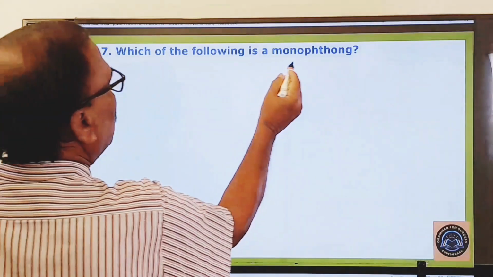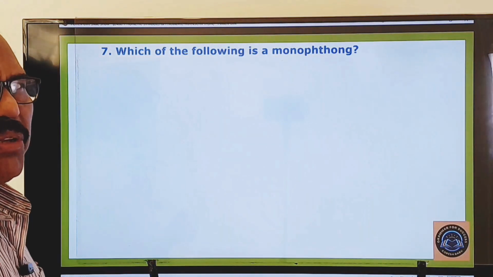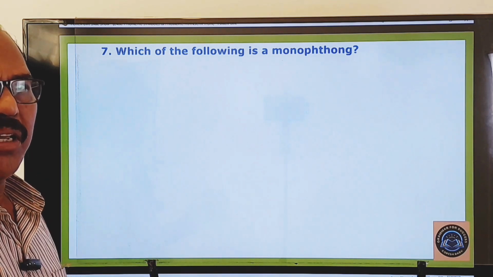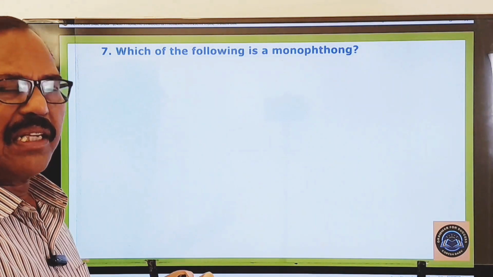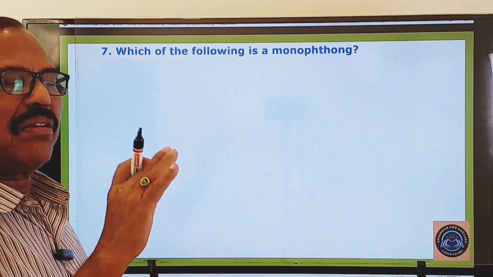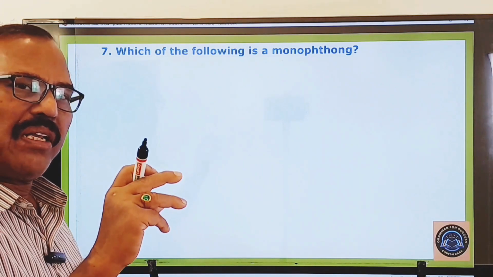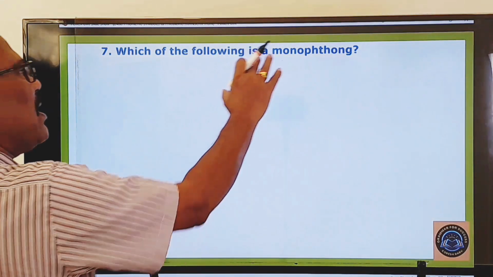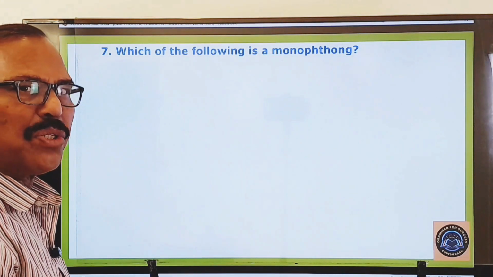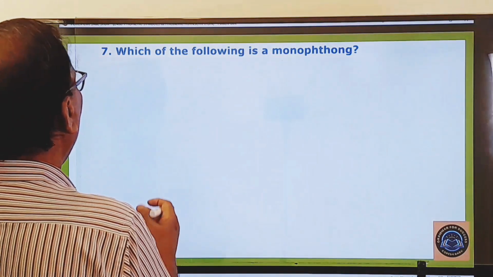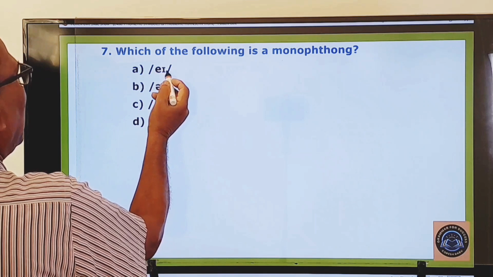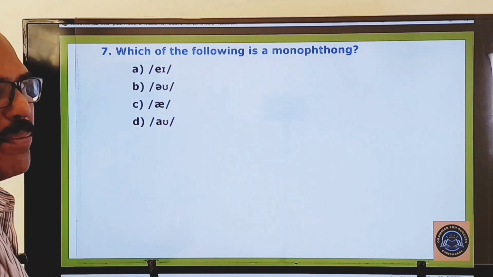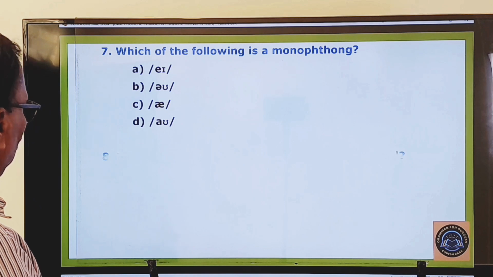Which of the following is a monophthong? Monophthong means a single vowel. When there is only one vowel, that is a monophthong. If there are two vowels together, then that is a diphthong. Monophthong means single, diphthong means di, di means two. So that is the meaning. Right. And here you pay attention. A, O, yeah, O. These are the options given. Now you move on to the next question.